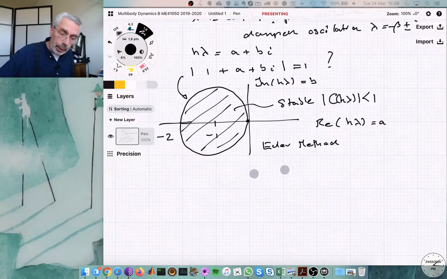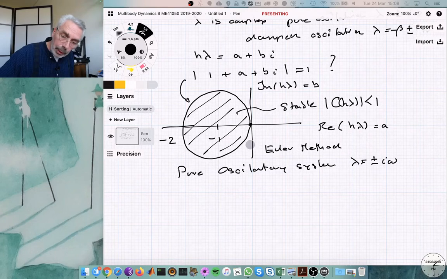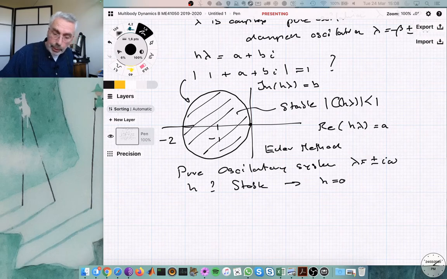However, if you look at the pure oscillatory system, then the eigenvalue is plus or minus i omega, meaning that the eigenvalue is on this axis, and there's no damping whatsoever. If you then look at for what step size it is stable, the conclusion is only for h is 0, right? Only this point here. The rest doesn't work.